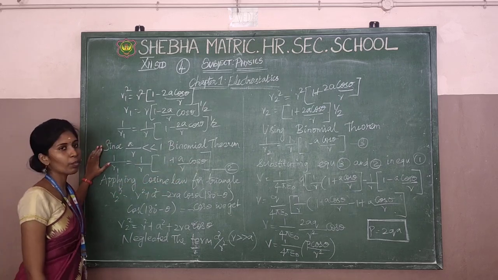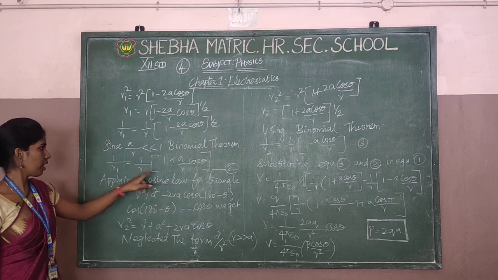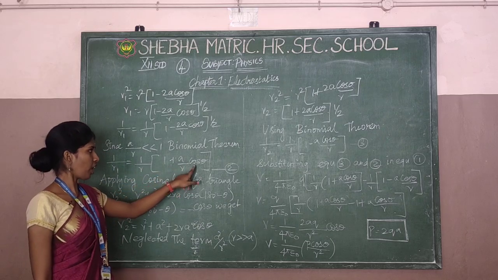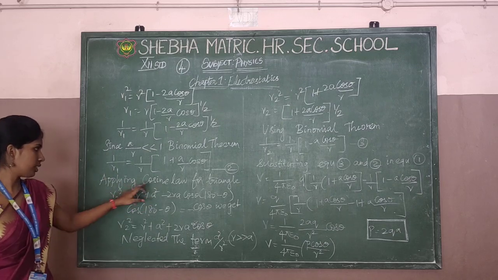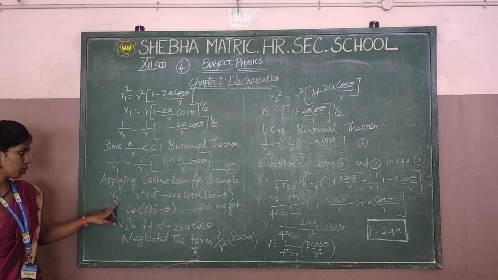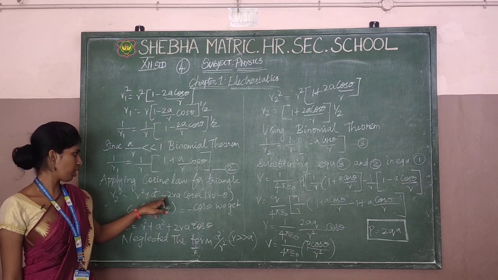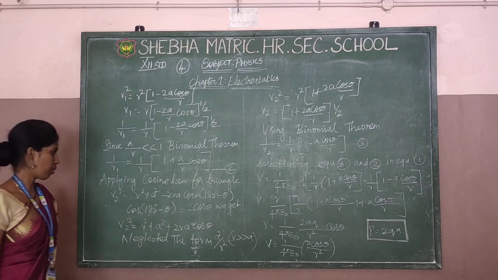So first, what did we see? We saw the value of r1. The value of r1 is 1 plus a divided by r cos theta. Next, applying the cosine law for the triangle, r2 squared is equal to r squared plus a squared minus 2ra. Okay? So it's a formula.